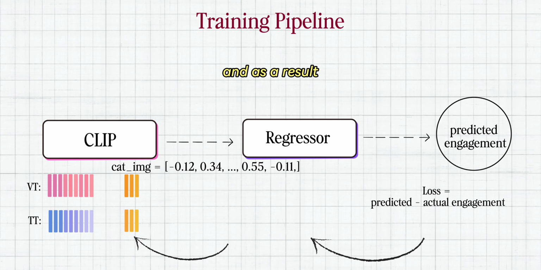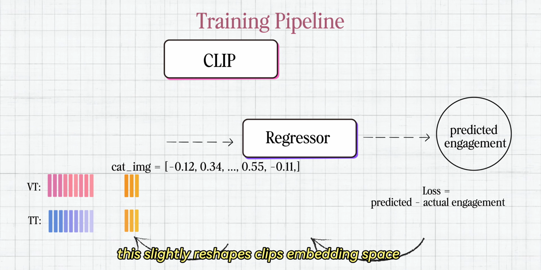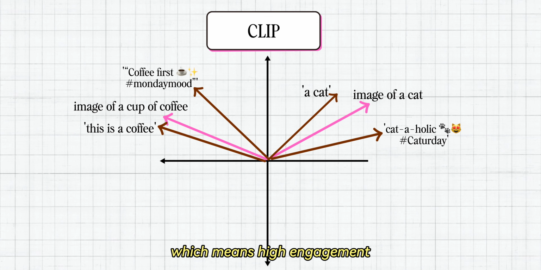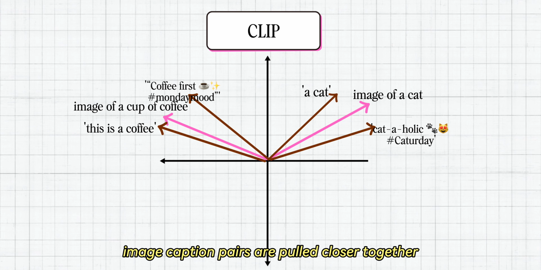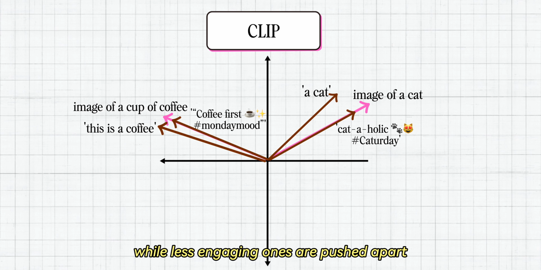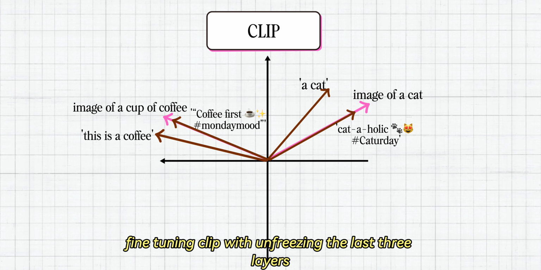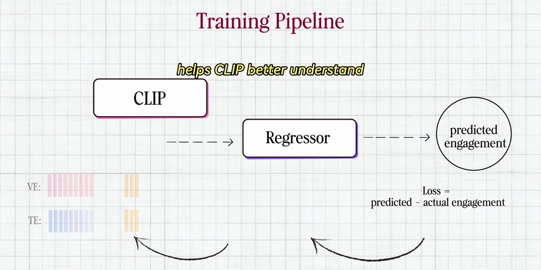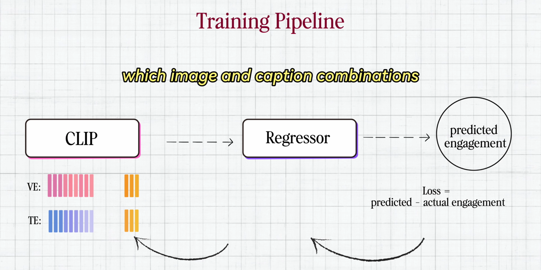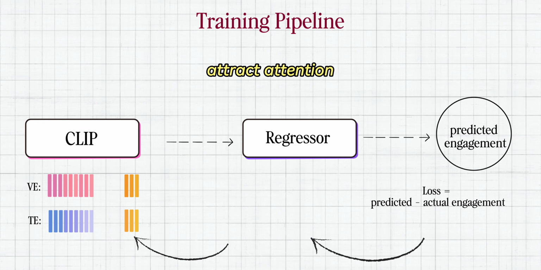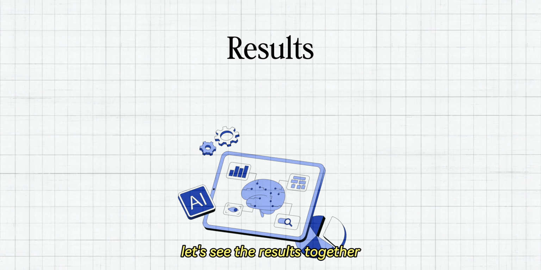And as a result, this slightly reshapes CLIP's embedding space, which means high engagement image-caption pairs are pulled closer together, while less engaging ones are pushed apart. So in short, fine-tuning CLIP by unfreezing the last three layers helps CLIP better understand which image and caption combinations attract attention. Let's see the results together.